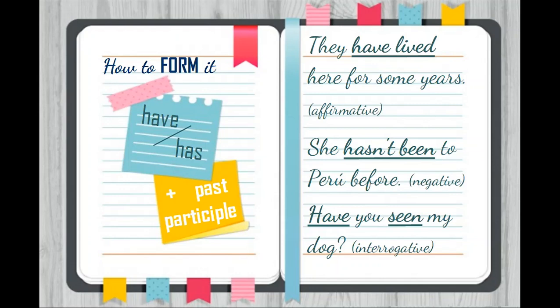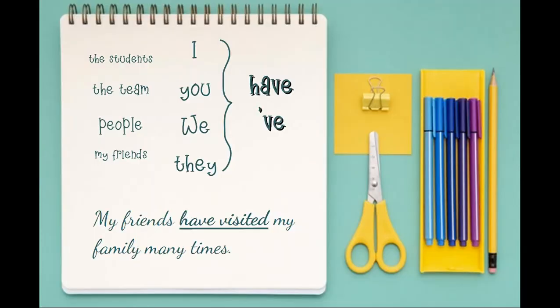For questions, have you seen my dog? Para las preguntas, solo damos la vuelta, el sujeto y el verbo have. ¿Sí? En afirmativo sería you have seen my dog. Y en interrogativo, have you seen my dog? Y eso es todo. Muy bien.